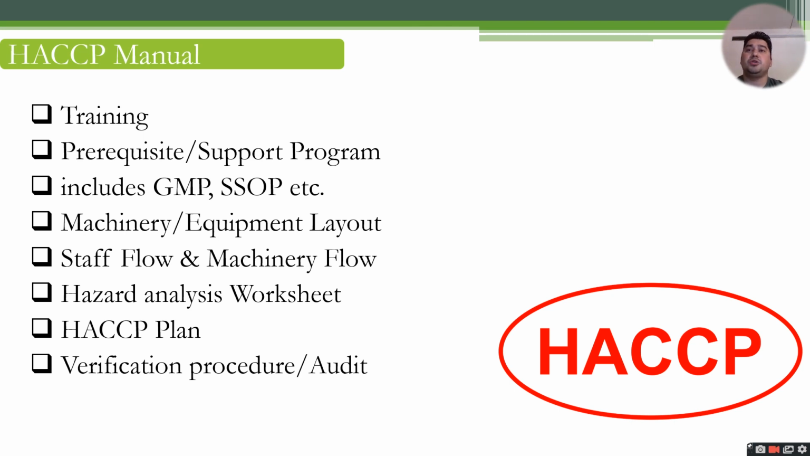Prerequisite and support programs, there are 12 PRPs. Those 12 PRPs should be included in the prerequisite programs, like waste management, pest treatment, cleaning procedures and process disinfection, all these things. It should include your good manufacturing practices and SSOP, etc., machinery and equipment layout, staff flow and machinery flow, and the hazard analysis worksheet should be there also, and the HACCP plan and verification procedure audit.